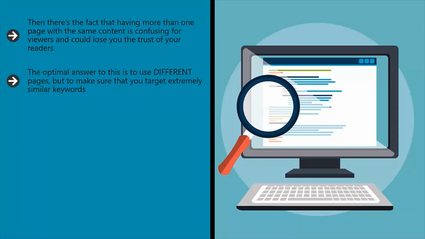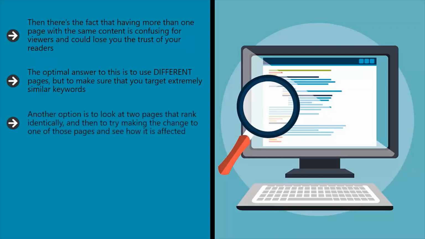When you do this, you can try different techniques on similar pages with similar objectives and see which one comes out on top. Another option is to look at two pages that rank identically, and then try making the change to one of those pages and see how it is affected. This is a slightly better strategy because you are starting from a similar place. What's more is that you can open up your stats and then use the historical data in order to make a forecast of how the web pages should have behaved.